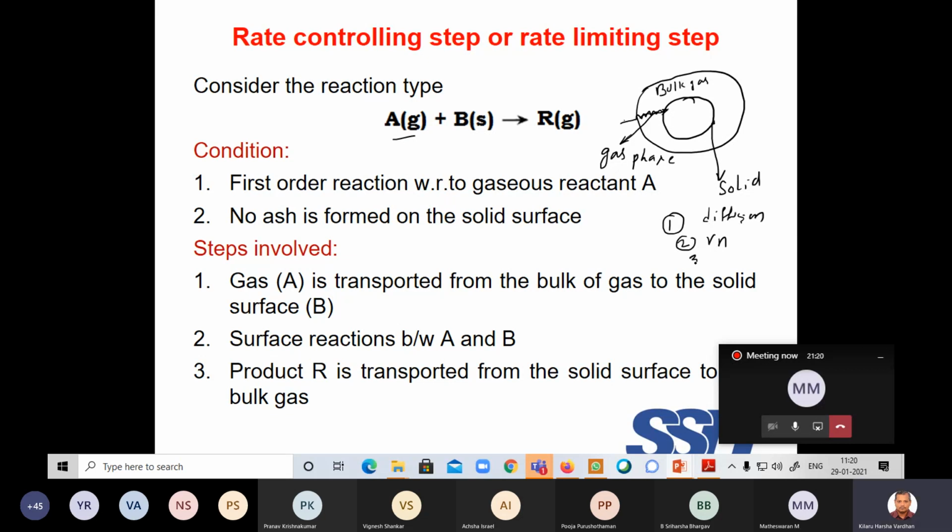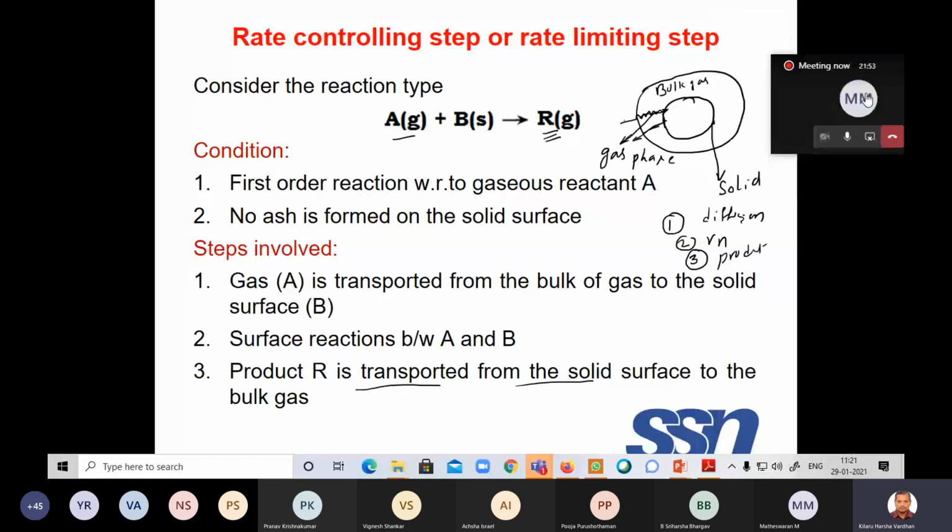The second step is reaction. There can be a third step where, once it gets reacted, the product is formed on the solid surface. That product should desorb from the solid, come through the gas layer again and then go to the gas phase, because the product is a gas. Therefore, the third step is the product being transported from the solid surface.